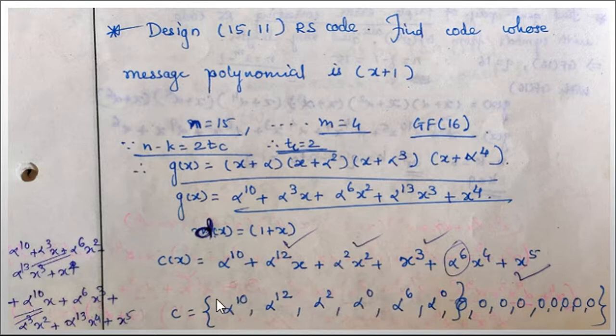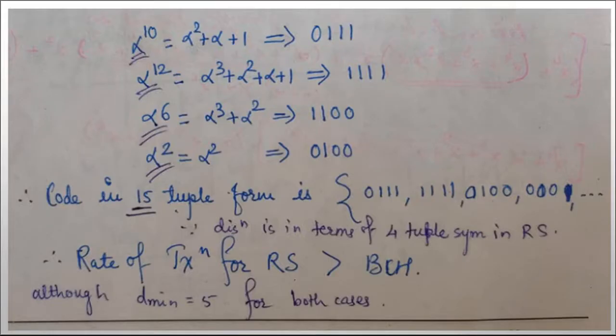Means how alpha raised to 10 will be represented in 4 bits. So it will be on the next slide. By the reference of the Galois field of 16 table, since m is equal to 4, alpha raised to 10 from the table will be alpha square plus alpha plus 1. It means it is 0111. Means for alpha cube we are writing it as a 0, rest will be 1. Here is cube, square, 1 and 0. That's why it is 4 ones for alpha raised to 12. Likewise, it has been written for all the values.